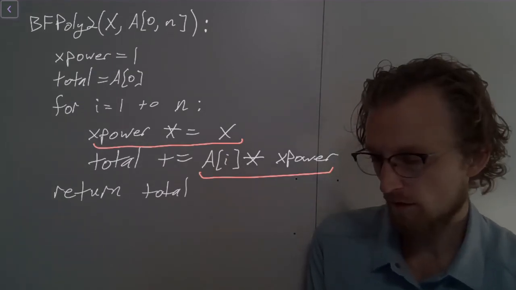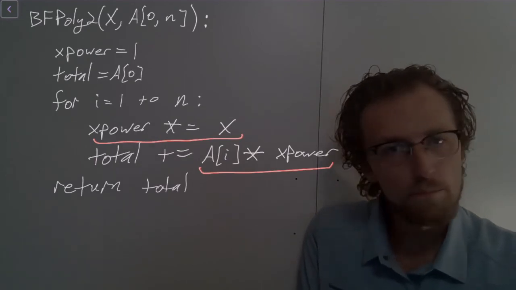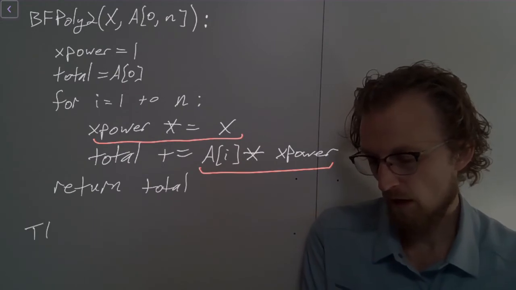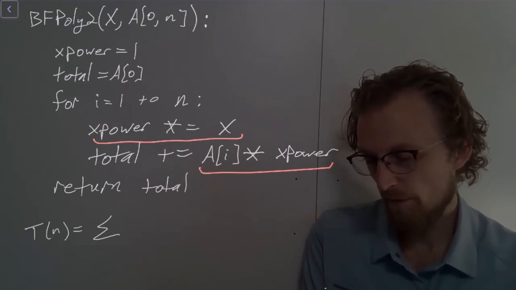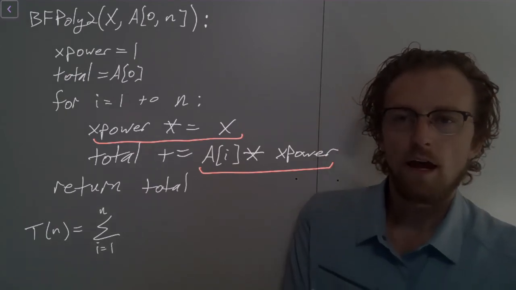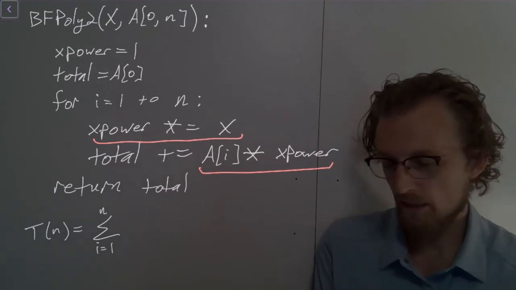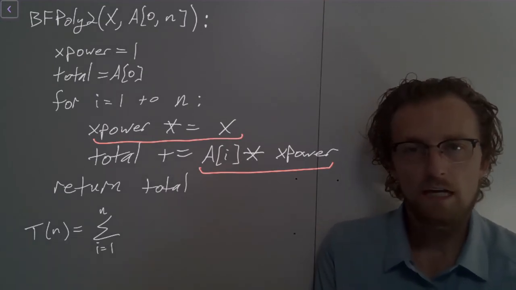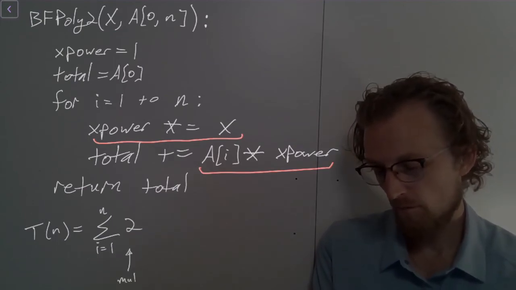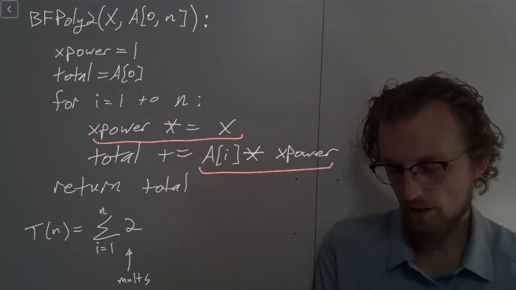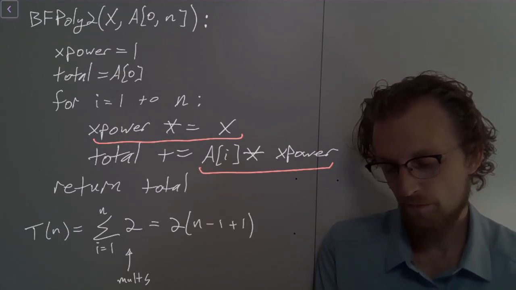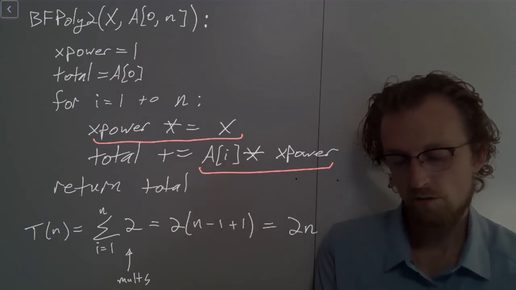coefficient in the polynomial, and just to be totally complete, we can write down the expression for this, right? So I can say T of n is equal to the sum from i equals 1 to n. And then if I want to be totally complete, I can say, look, on the inside of this for loop, exactly two multiplications happen. So two mults. And how does this thing come out? Well, this is just 2 times n minus 1 plus 1, right? Which in the end is 2n.